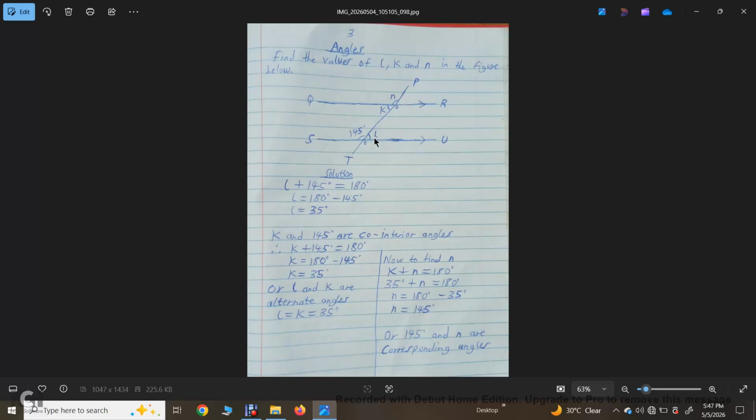Just look at the shape of the angles. You can see that they are the same. L and this angle are corresponding, and this angle and this angle are also corresponding. So that's it. This brings us to the end of this video.